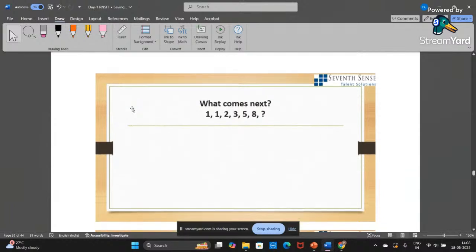Now, what comes next? 1, 1, 2, 3, 5, 8. How will you solve this? See, look at here. It is added. 1 plus 1, we got 2. Again, the previous one with 1 plus 2, 3. 2 plus 3, 5. 3 plus 5, it is 8. And 8 plus 5, it is how much? The number is added with the previous one.